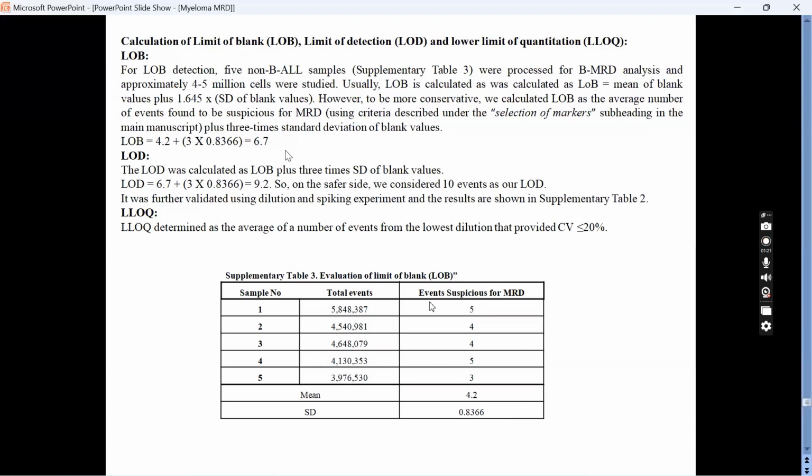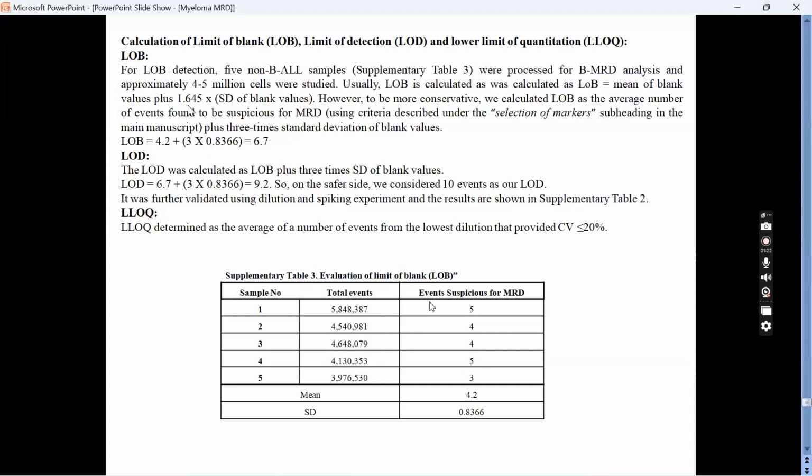But in this, it is showing 3 into 0.8366. Sorry, 3 times. Now the standard deviation multiplier is something theoretical again. They are using 3 times the standard deviation. Sometimes it's better you use 3 times. Instead of 1.645, they are using roughly 2 times 1.645.